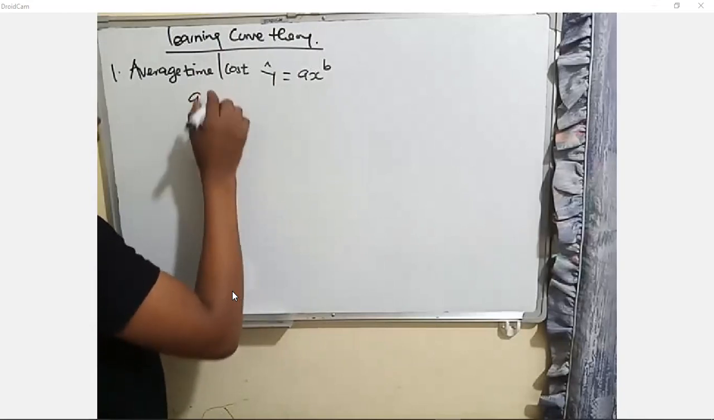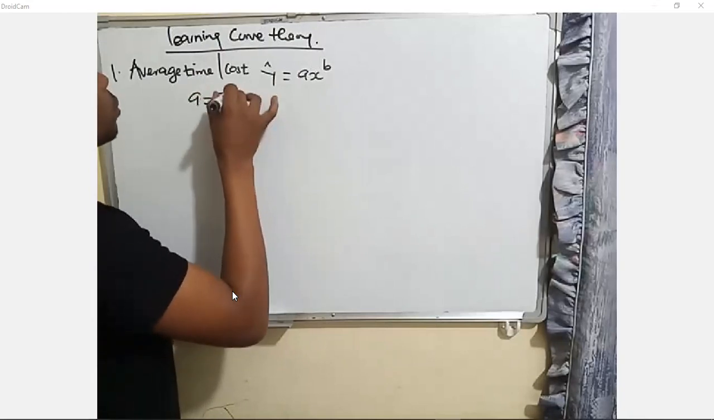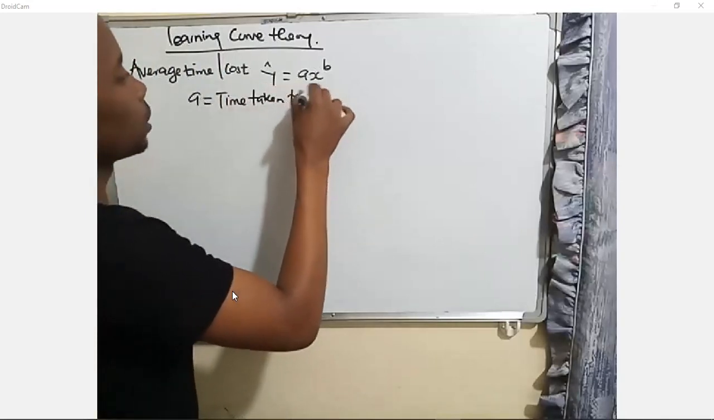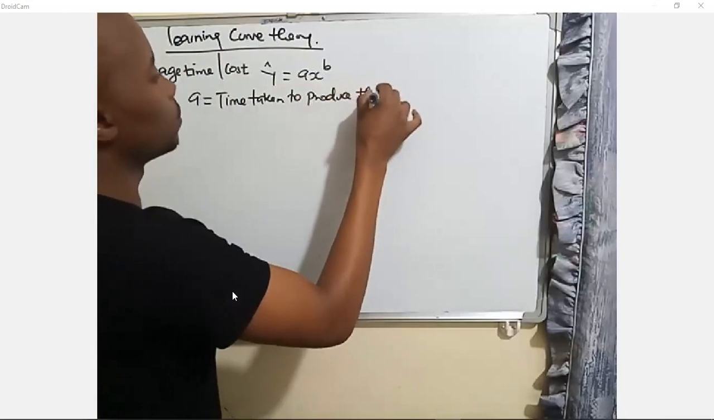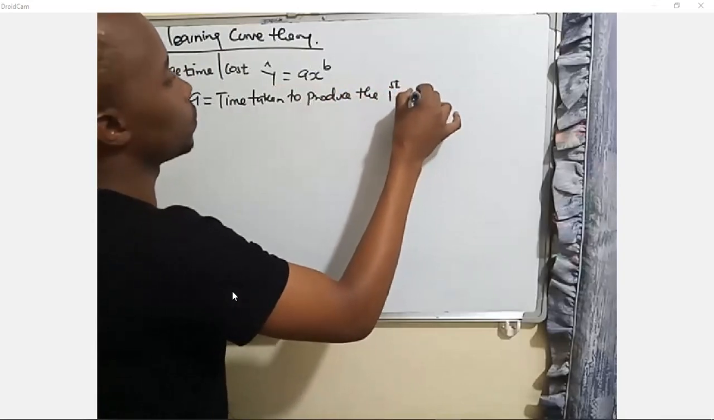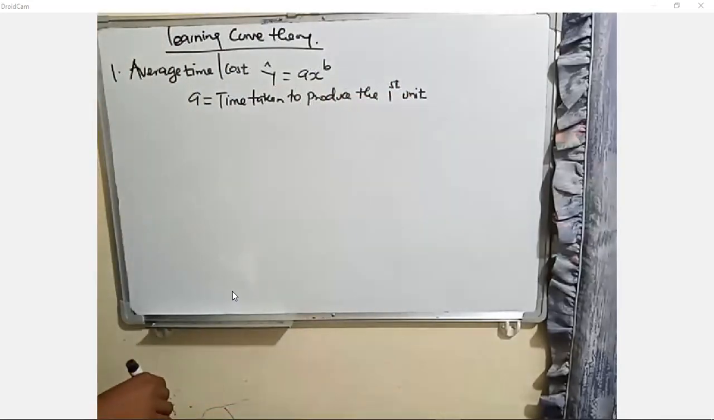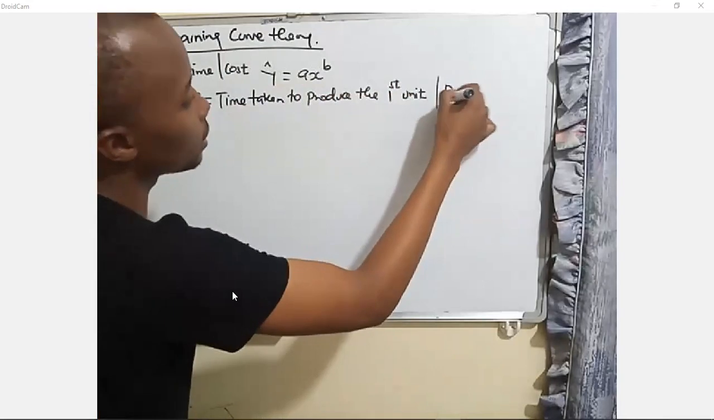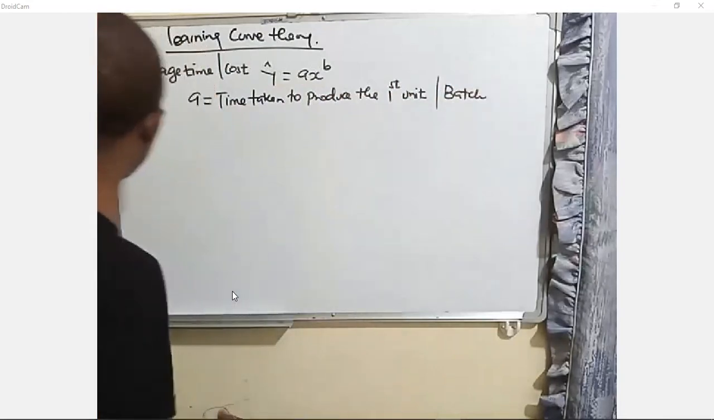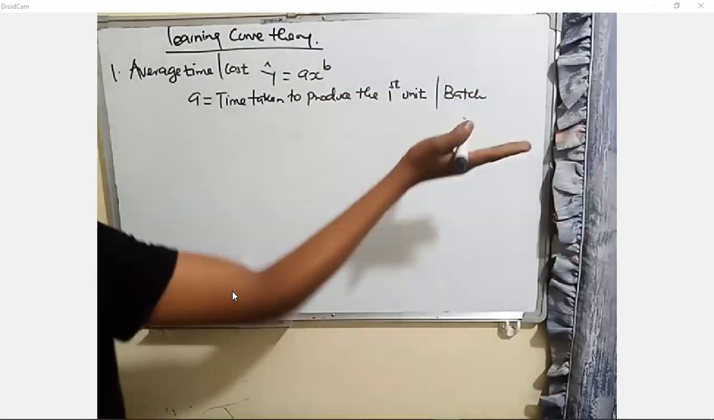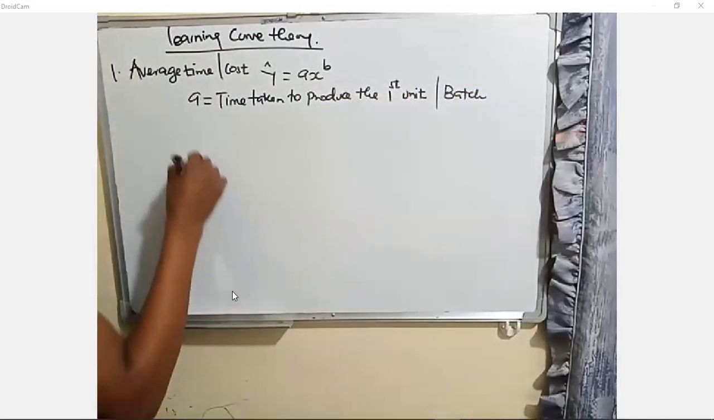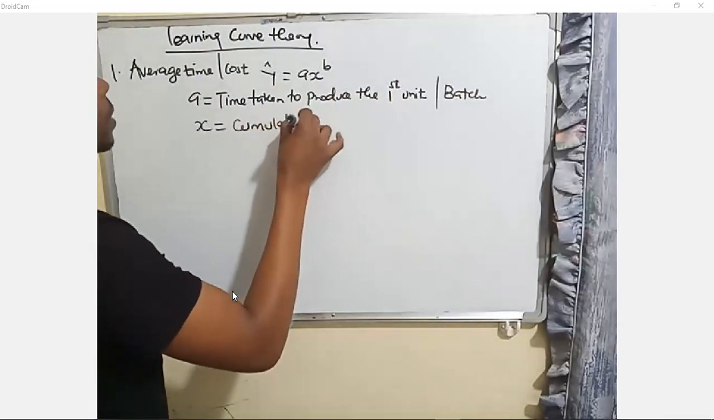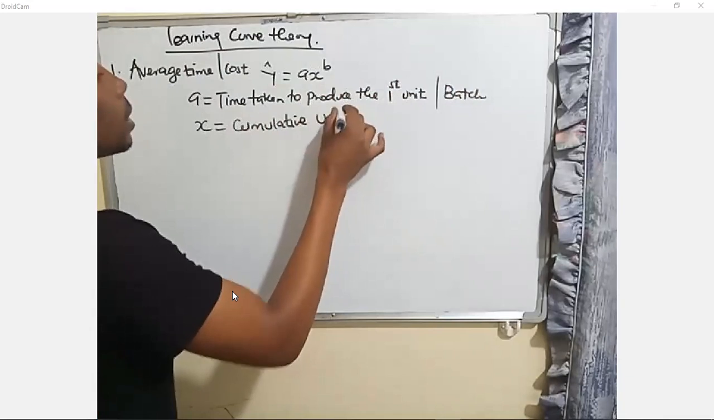A should be time taken, and this is what we are going to be discussing a lot. Time taken to produce what? The first unit. Right? Remember, I'm giving you a lot of secrets because the examiner might be giving you the first unit, or the first batch. Examiner normally uses those words. Then our X, these are cumulative units, right?